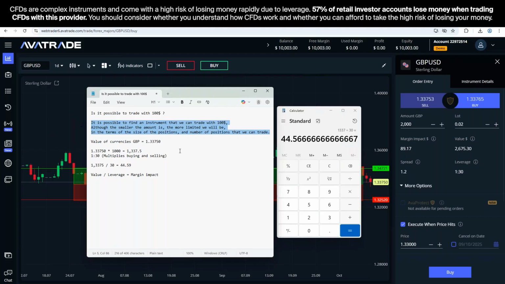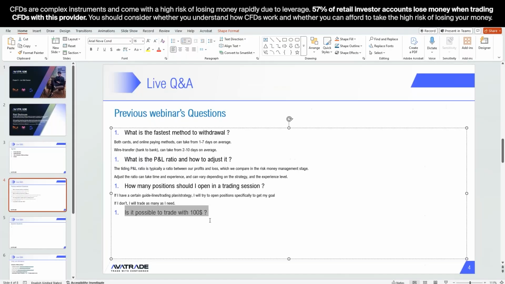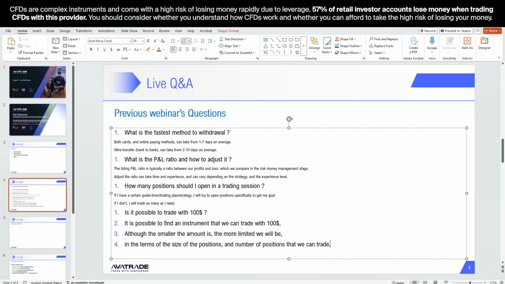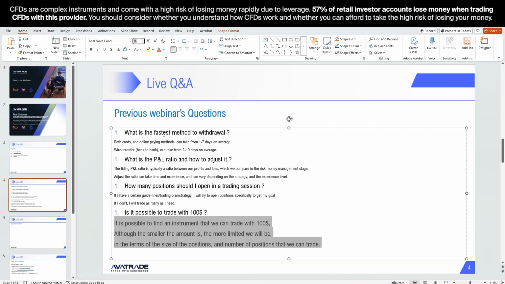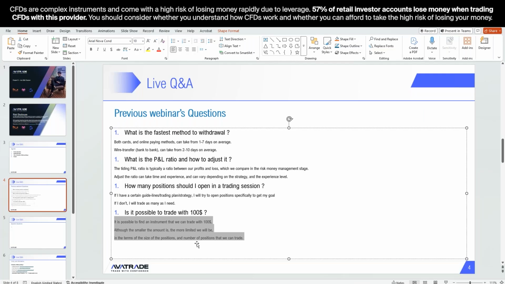So like I said, just because I have the ability to do something, it doesn't mean that it's good for me. It doesn't mean that I'm going to make profits this way. Okay, so $100 is definitely something that is possible to trade with. I can show you another few times, but there is no point doing that, because like I said, $100 is not something that I would personally try to work with.